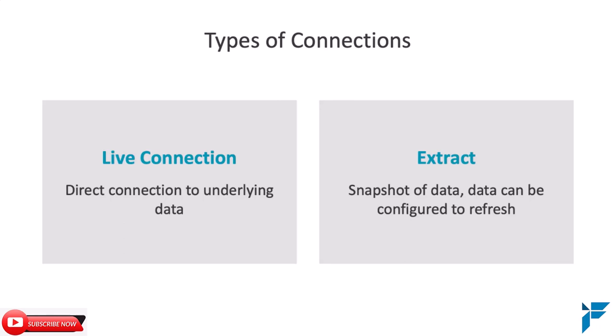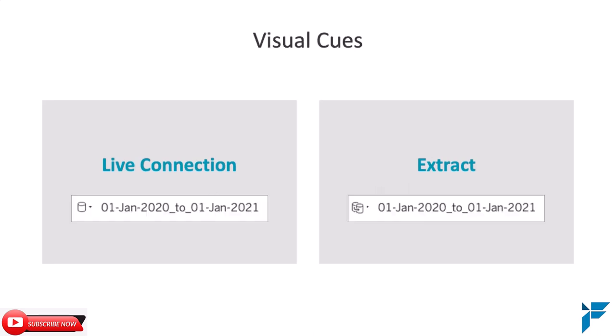On the flip side, an extract is a snapshot of data that can be set to refresh on Tableau Server. An extract can be created from a static file like an Excel or a CSV, or it can contain data from relational databases or from cloud-based data. An extract uses Tableau's data engine to perform analysis. Extract is also a word that you're going to hear a lot in this course. A live connection is depicted by a cylinder icon, and an extract is depicted by a double cylinder with an arrow icon.